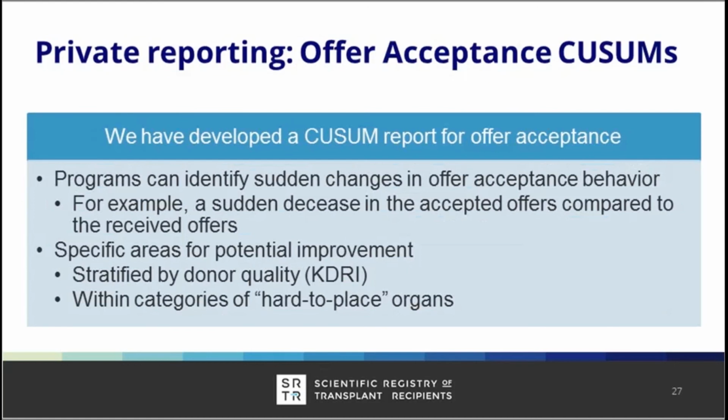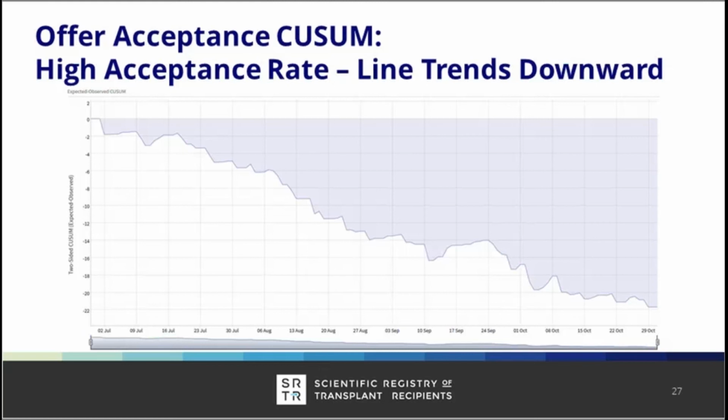Let me talk about the private reporting a bit. We have what we call the offer acceptance CUSUMs. CUSUM is an acronym for basically a statistical process control chart that tracks outcomes over time. I'll show you a few examples of those. It can help identify, is your program trending in an aggressive acceptance or a non-aggressive, conservative acceptance.